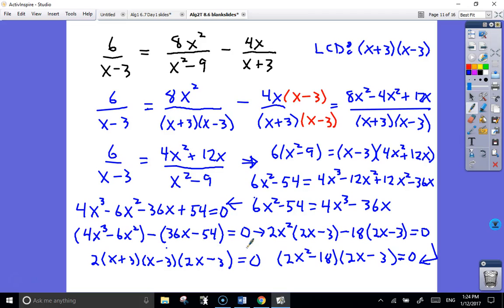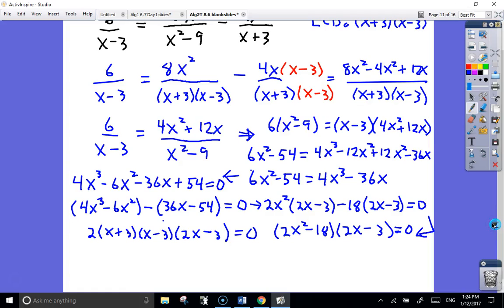Okay, now what does that make the solutions here? X equals negative 3, x equals 3. And then from this factor, 3 halves. Right. So there's the 3 answers.